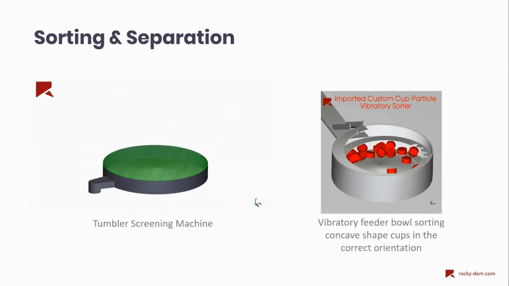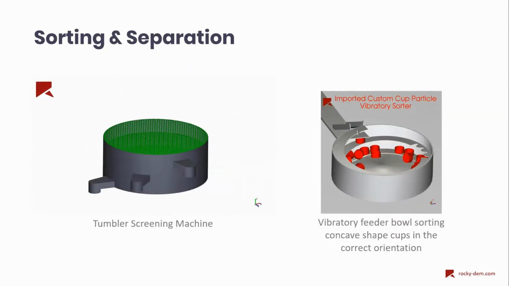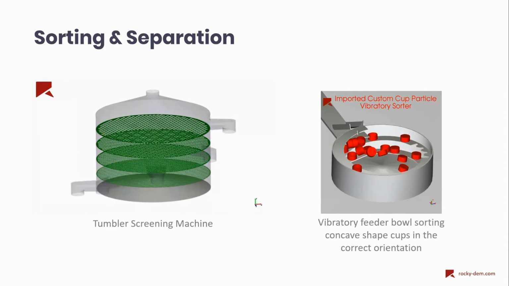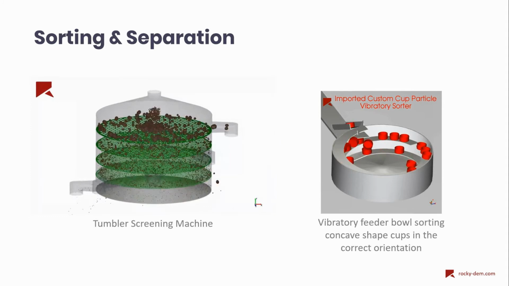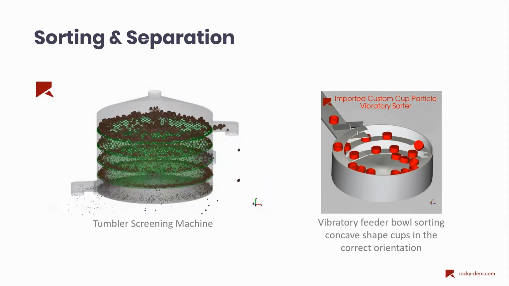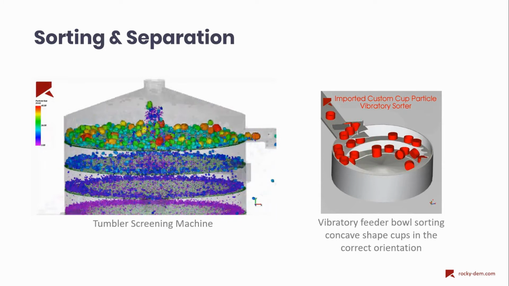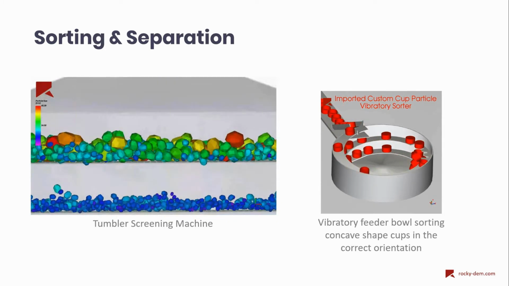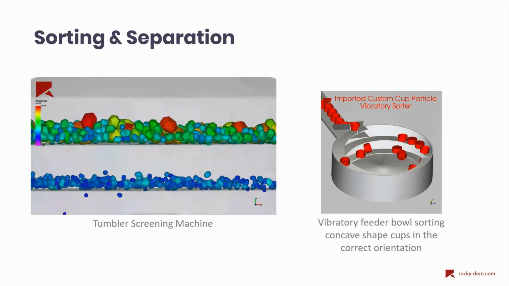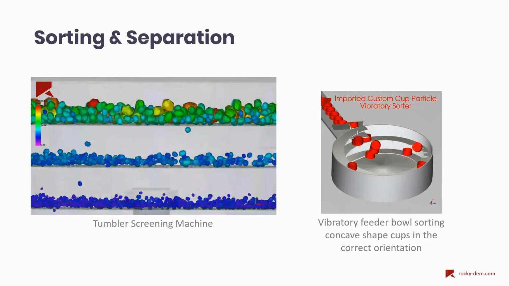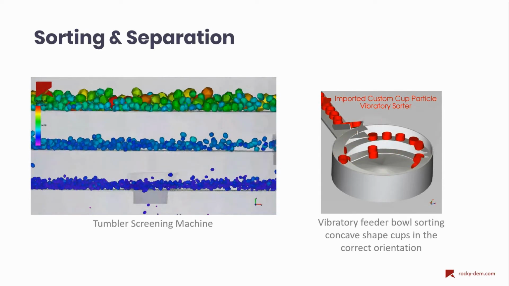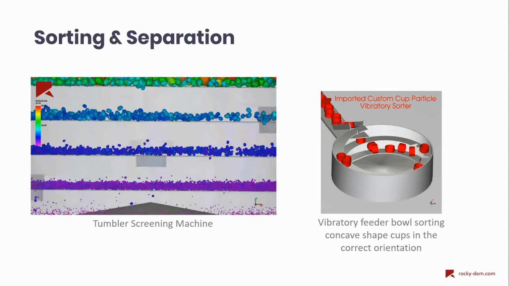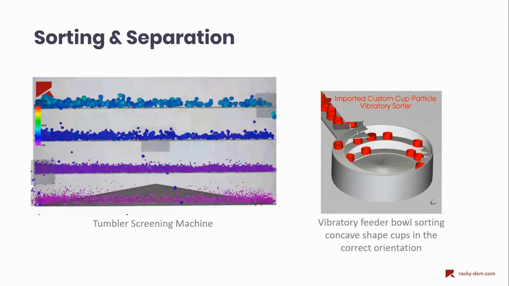Another important sector that's dealing with particulate matter is sorting and separation. Here on the left side, we have a tumbler screening machine, where the fed materials with different sizes are separated. And on the right-hand side, we have the bowl sorting, where the design assures the correct orientation of the particles as they leave the sorting machine. So we want to make sure all the leaving products are facing upward with the hole on top.